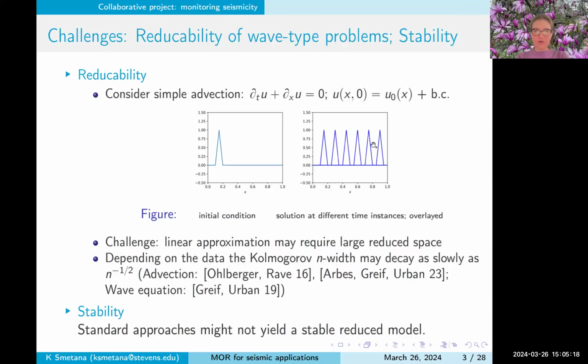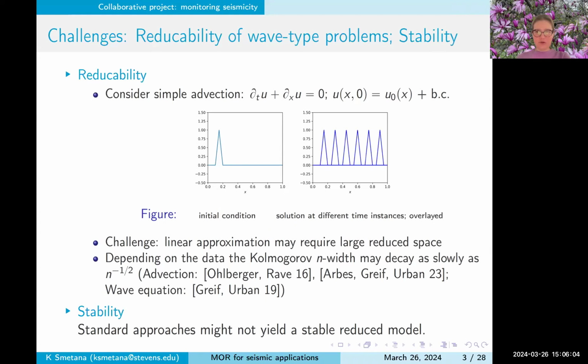As many of you know, because it's a model order reduction seminar, I'm not spending a vast amount of time there. Reducibility of wave-type problems can be an issue, as is stability. If you consider, for instance, a simple advection problem like that, with the initial conditions on the left, and they traverse forward in time, so you see several solution instances at different times, then it can be a problem to find a good reduced space that works for the whole time, because linear interpolation will not in general give a good result.